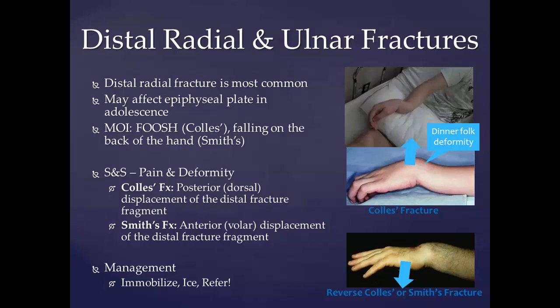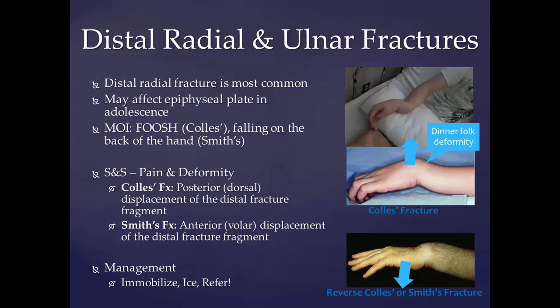Common mechanisms of injury include falling on an outstretched hand or FOOSH, which is likely to result in a Colles fracture, or falling on the back of the hand with the wrist flexed, which is likely to result in a Smith fracture. General signs and symptoms include pain and deformity.